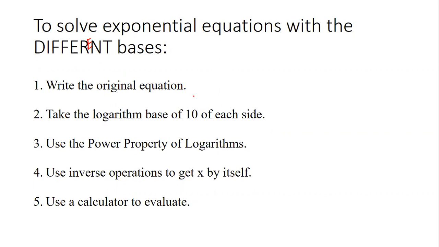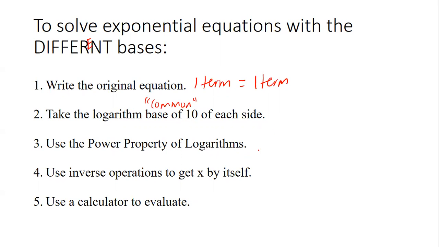You're going to write the original equation, and you want to make sure there's only one term on both sides. So it needs to be one term equals one term. Okay, so that's thing number 1. You want to make sure there's only one term on both sides. And then you're going to take the log using base 10. So common log. So we're going to stick to common log of each side.